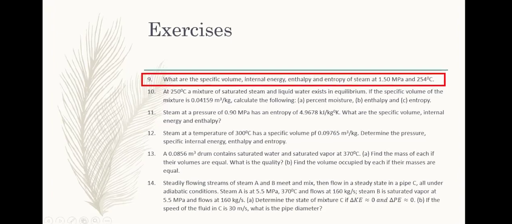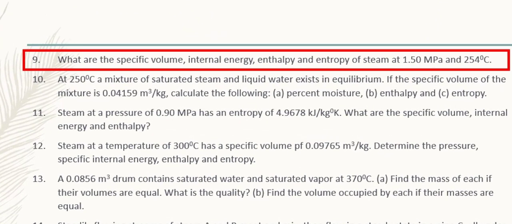Exercise number 9. What are the specific volume, internal energy, enthalpy and entropy of steam at 1.50 megapascal and 254 degrees Celsius? First step in solving this problem is to identify the state of the steam, whether wet, dry or superheated. Using the steam table and using the technique of our previous exercises in identifying the state of the steam.